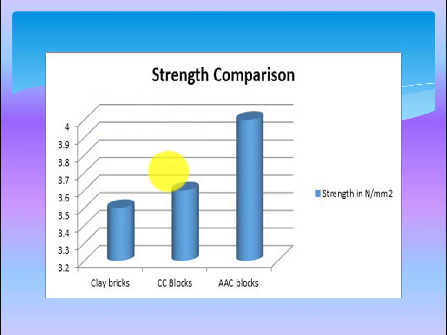Strength comparison. Clay bricks maximum is going to be 3.5 Newton per millimeter square. CC block 3.6 Newton per millimeter square, and AAC block is maximum 3.9 Newton per millimeter square, which is far better than the others, clay bricks and CC blocks.